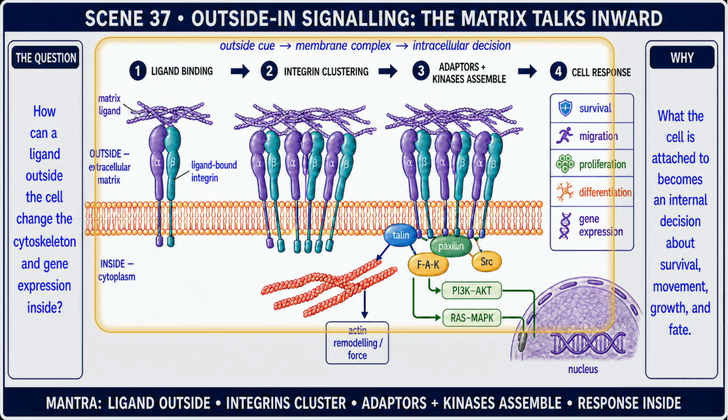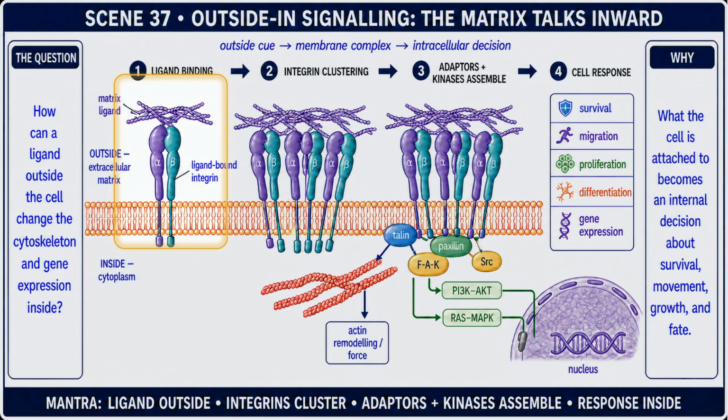Integrins do more than hold the matrix. They also report what the cell is attached to. This direction, from an extracellular cue to an intracellular response, is outside-in signaling. First, a matrix ligand binds the extracellular head of an integrin. Ligand-bound receptors cluster in the membrane, bringing their short cytoplasmic tails together. On the inside, proteins such as talin and paxillin organize the adhesion complex, while FAK and SRC initiate kinase signaling.